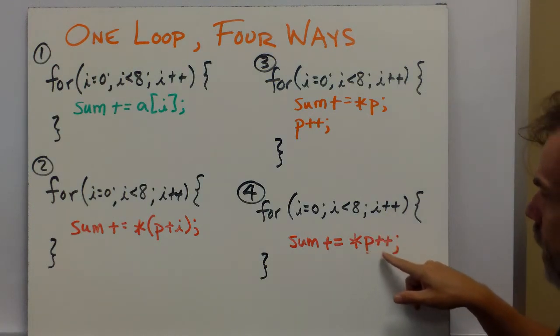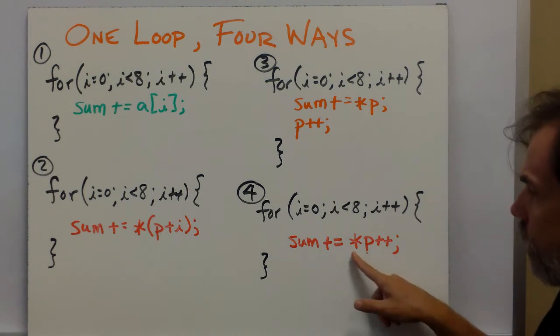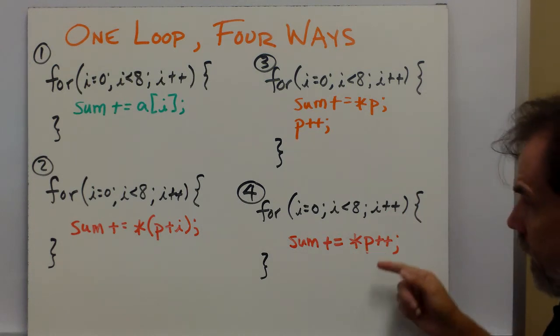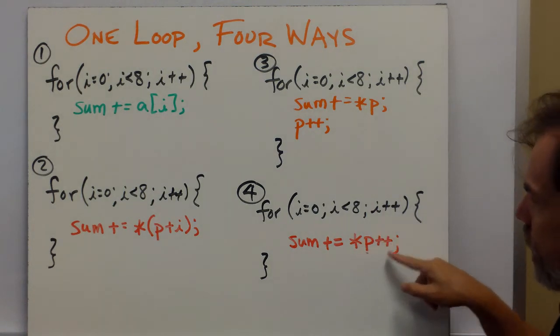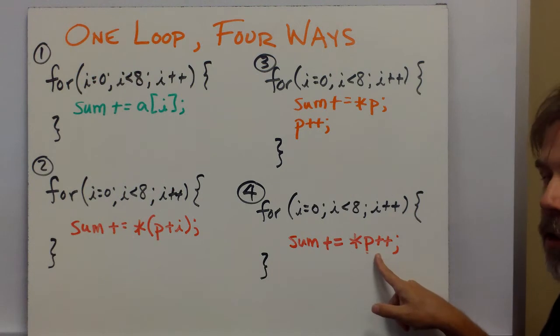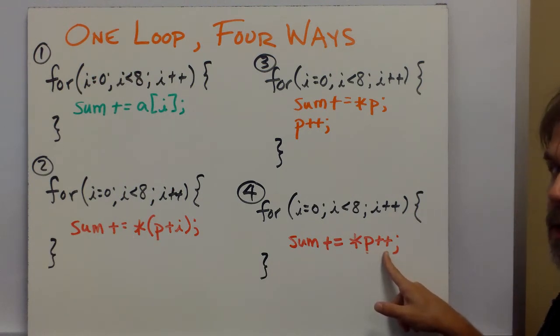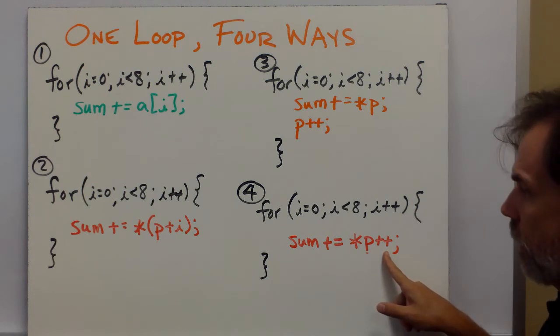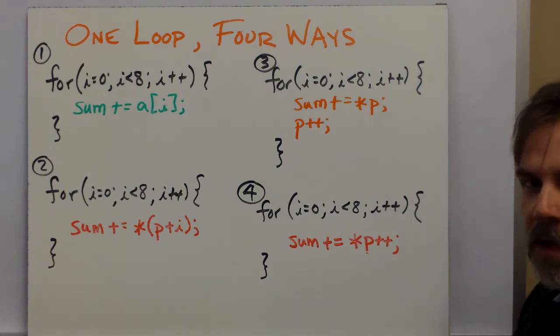Well, the ++ has a higher precedence than the *. They're both unary operators, so they go from right to left. So we do p++ first. We increment p. But it's a post increment, so we use the old value of p. So we dereference the old value of p and increment p at the same time.